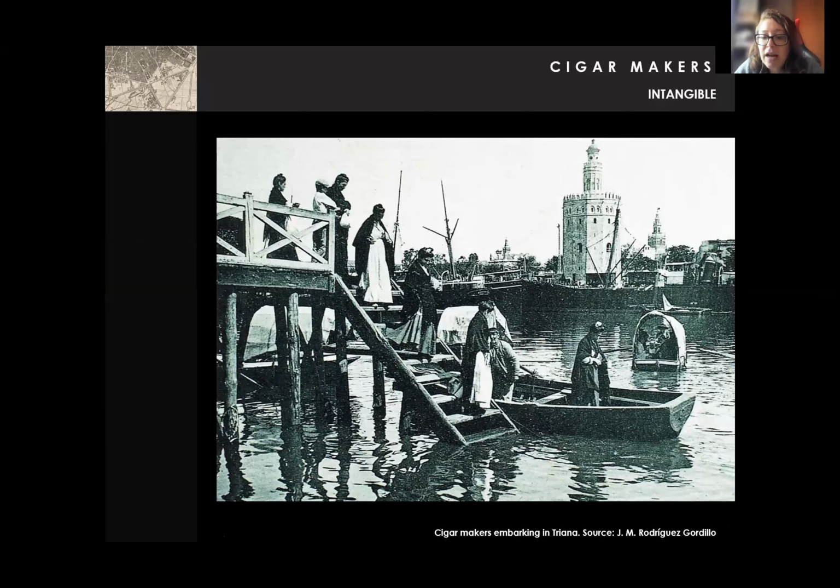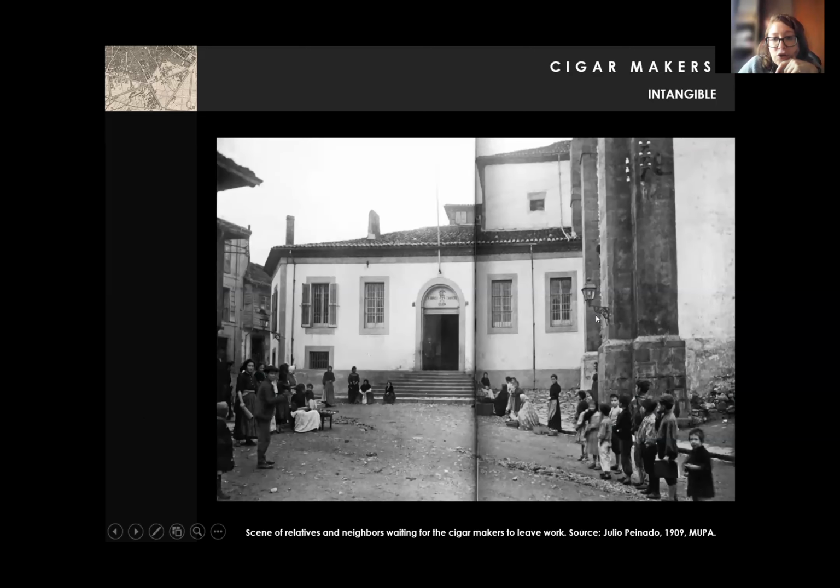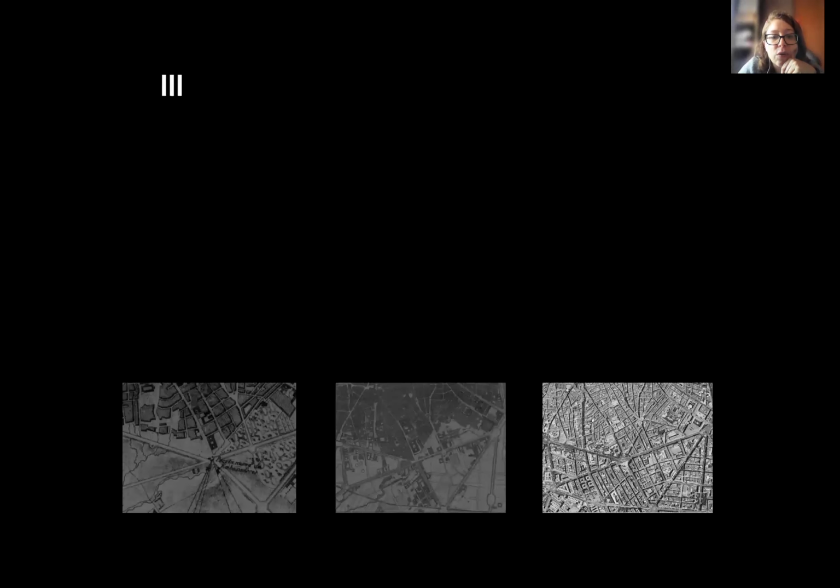So I'm not going to repeat myself. These are just two images picturing these intangible aspects that I was talking about, images that are not going to be repeated in the present day. The cigar makers of Sevilla crossing the river from the Triana neighborhood on their way to the factory, and the main entrance of the factory of Gijón, with all the relatives, the children waiting for their mothers, and small sellers here with potatoes and vegetables, taking the opportunity of the cigar makers going outside to purchase their goods.